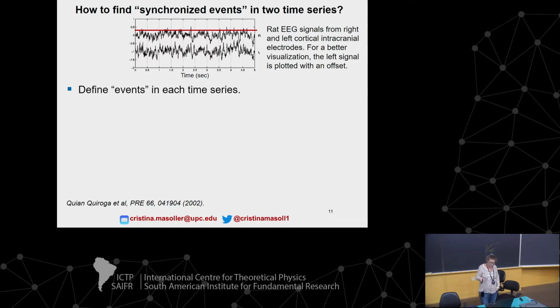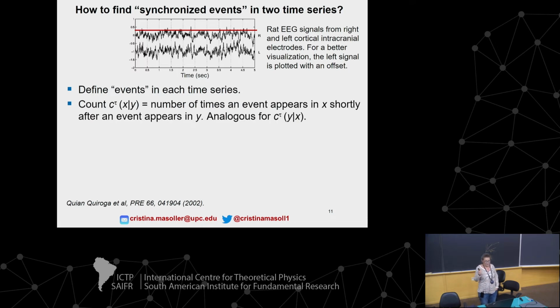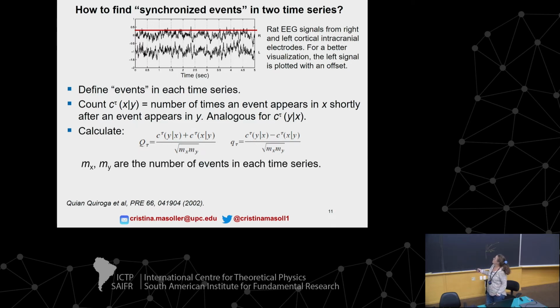You use a threshold in both time series, and then define the events, and then count how many events in each time series occur, and how many appear in X shortly after an event appears in Y. And you do this analogously for the other situation. So an event appears in Y shortly after something happened in X. And then calculate these magnitudes, which give different types of information.